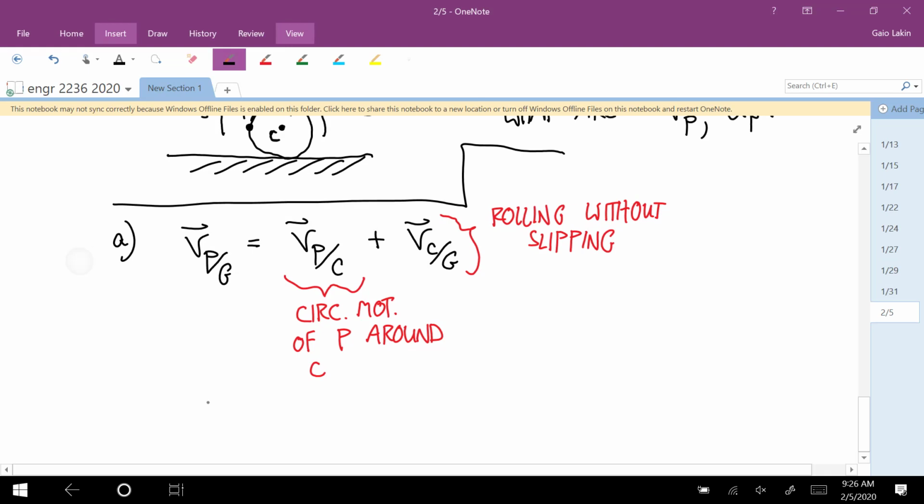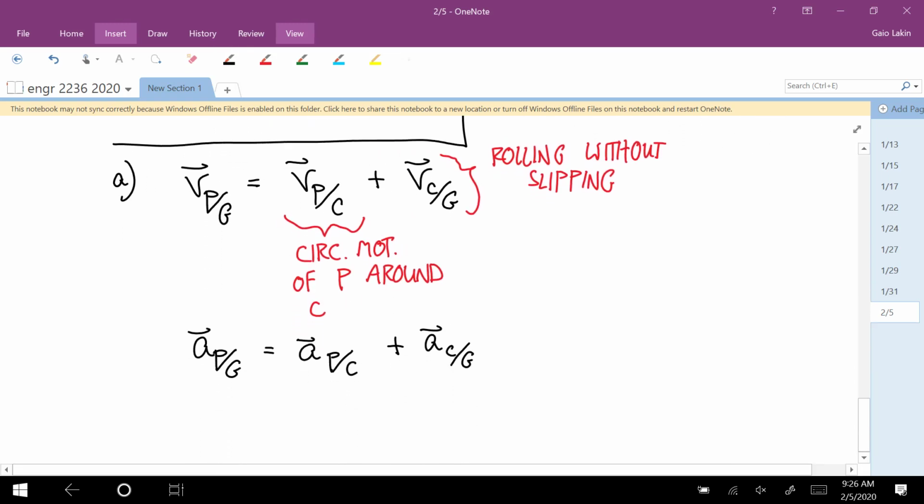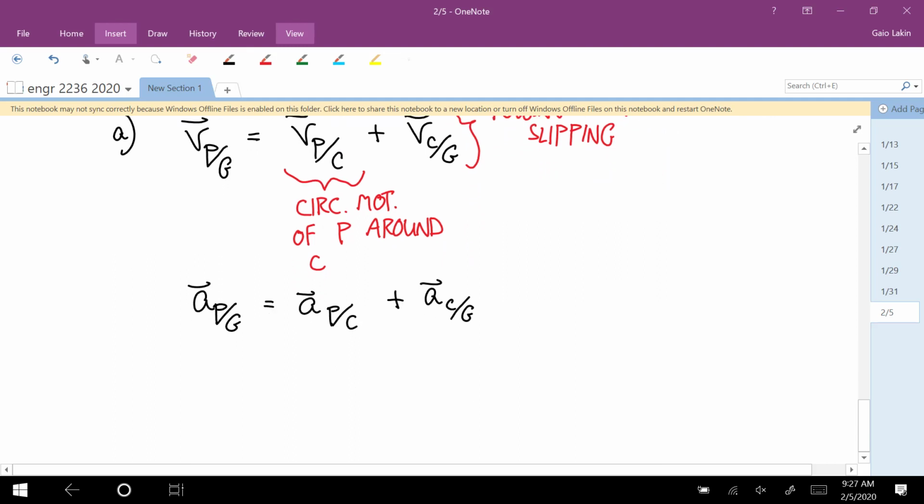And we're going to do the same thing with the acceleration. So the acceleration of P relative to the ground is equal to the acceleration of P relative to the center plus the acceleration of the center relative to the ground. Okay, so the velocity of the center relative to the ground is equal to negative omega times r, 0, 0.